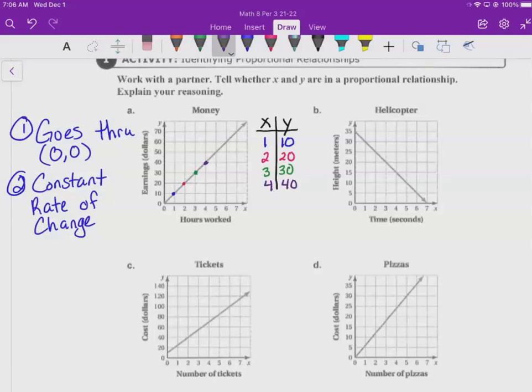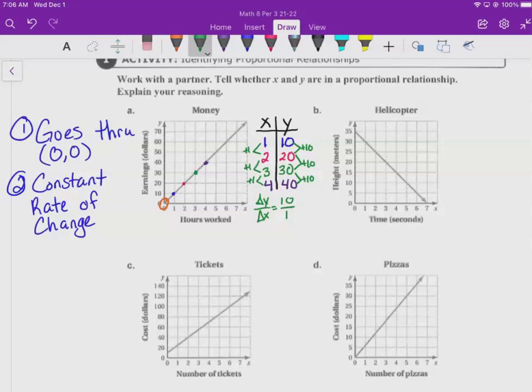Okay, so this is what we're looking for. We're looking to see, does it go through 0, 0? Yep, we have that one. We know that one's true. So the second thing we need to check is, does it have a constant rate of change? Now, slope, one of its definitions is constant rate of change. Plus 1, plus 1, plus 1. So when I have change in y over change in x, I have 10 over 1.